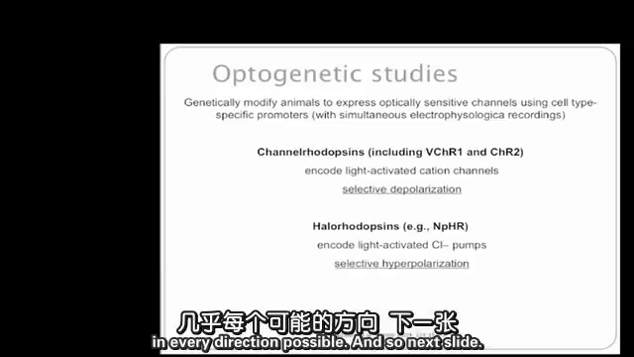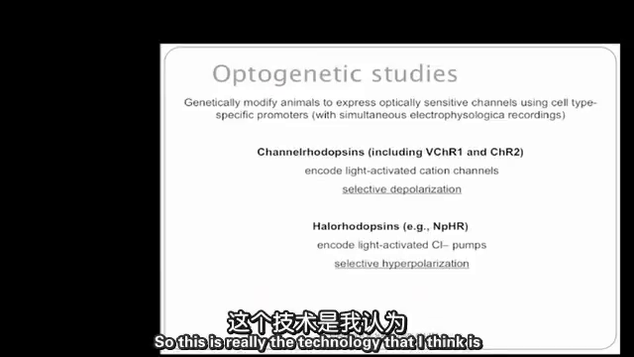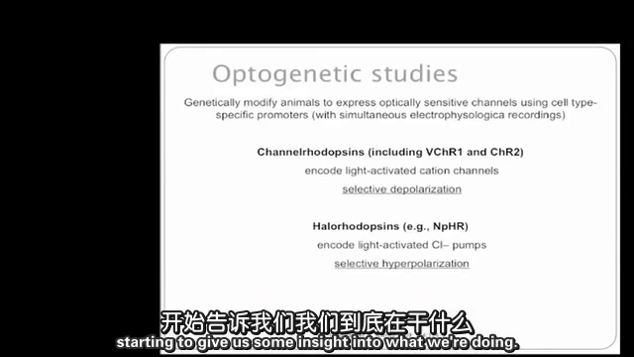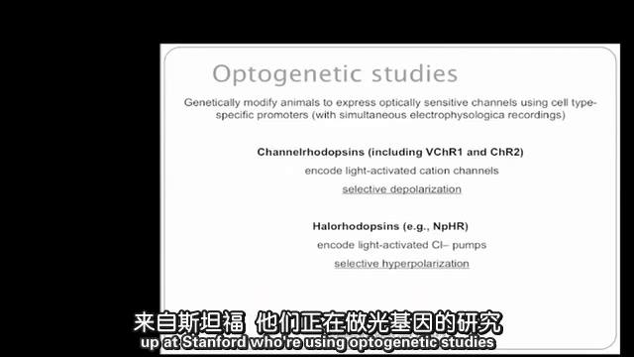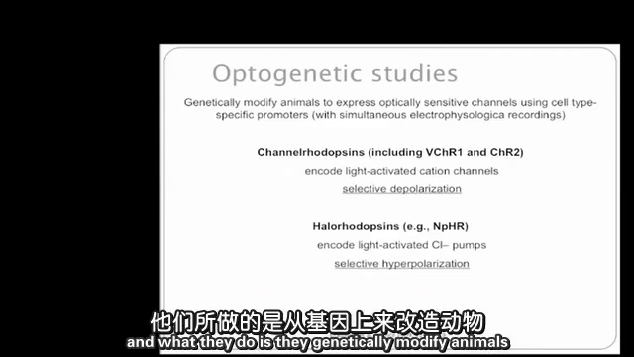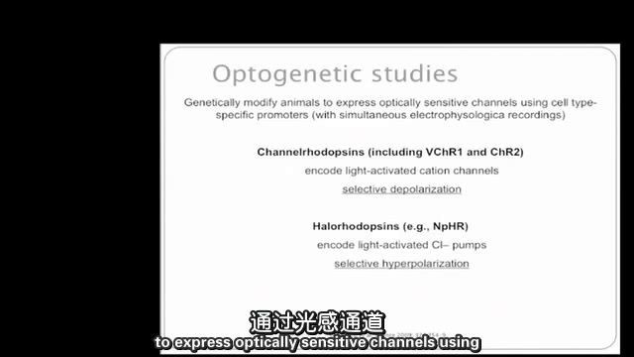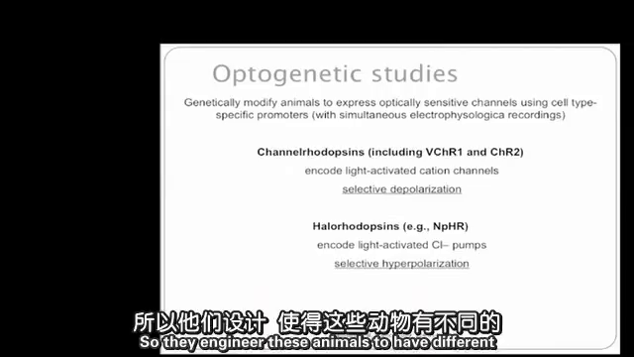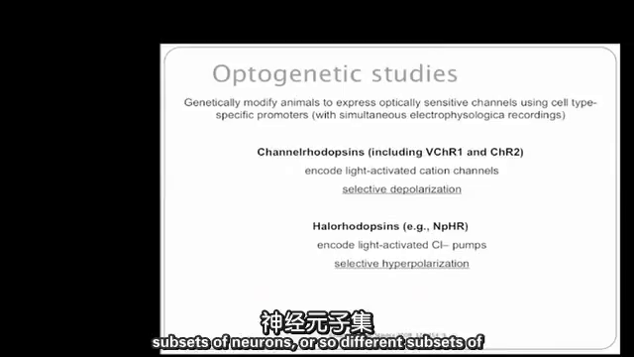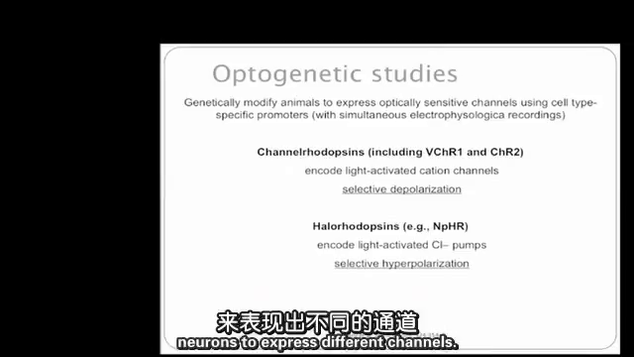And so next slide. So this is really the technology that I think is starting to give us some insight into what we're doing. And I don't know if any of you are aware of this, but this was a group up at Stanford who are using optogenetic studies, and what they do is they genetically modify animals to express optically sensitive channels using cell type specific promoters. So they engineer these animals to have different subsets of neurons express different channels.